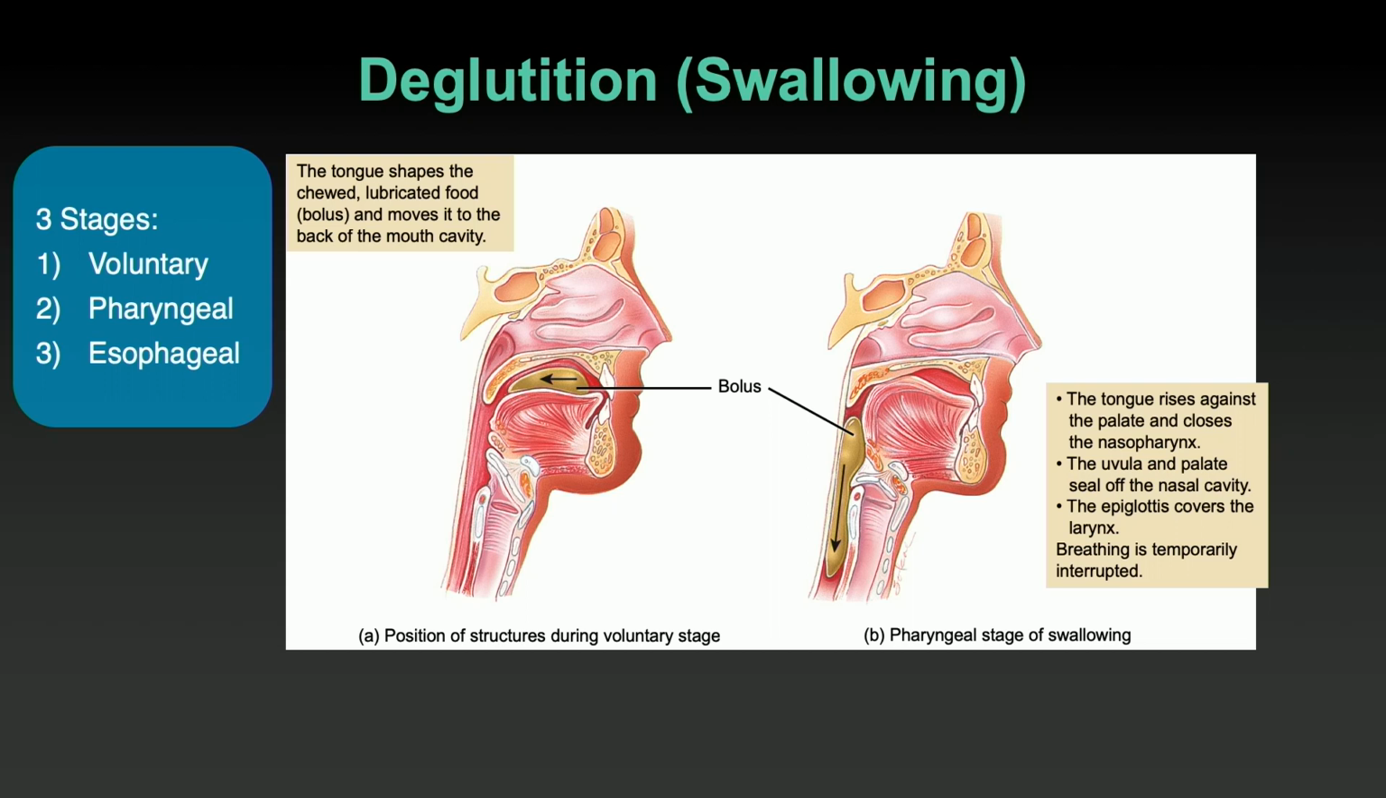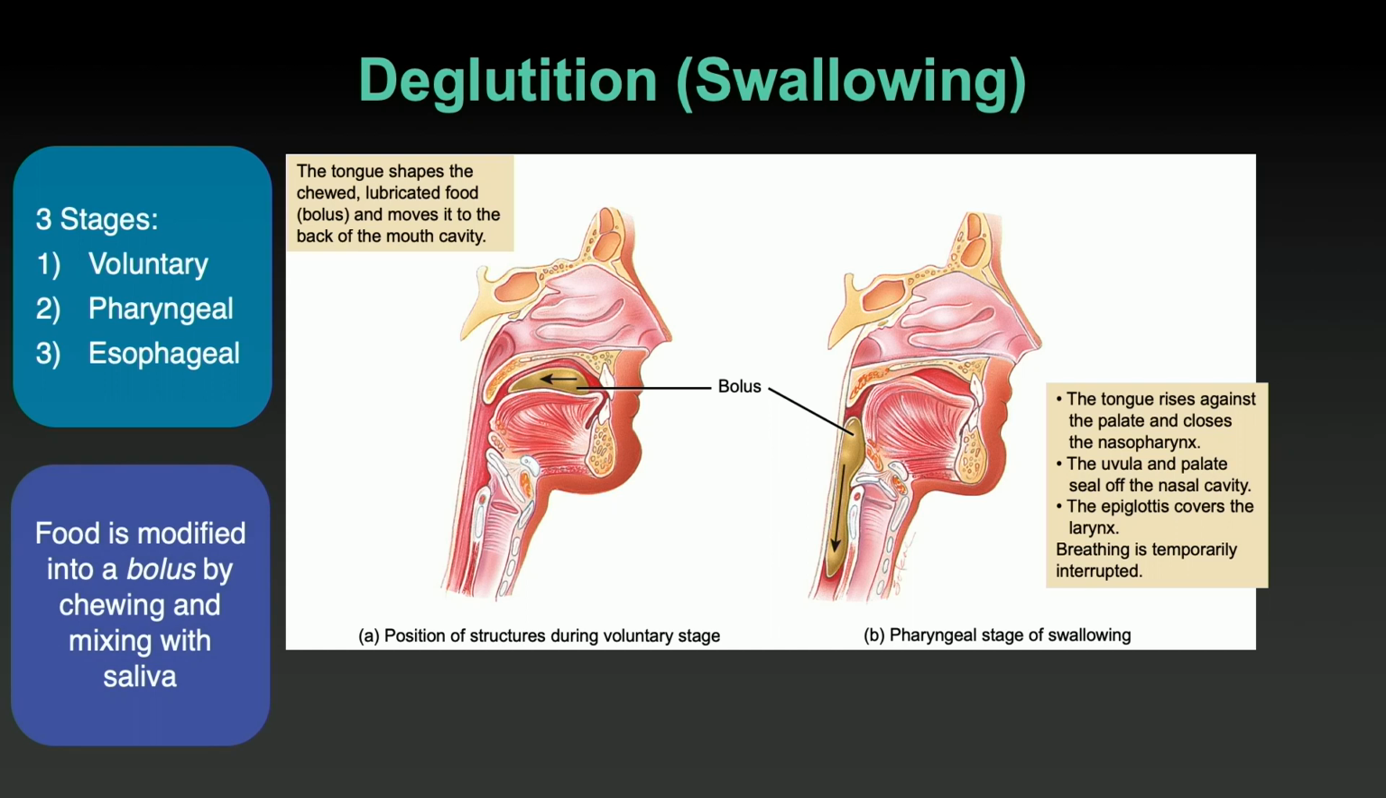Deglutition occurs in 3 stages. The first is controlled by you, or the voluntary stage. The last 2 are involuntary, 2 being pharyngeal and 3 esophageal, both involuntary phases of swallowing in the body. So if we have food that's modified by chewing, by the teeth, this clumpy mess of food, how do we get it from the mouth into the stomach?